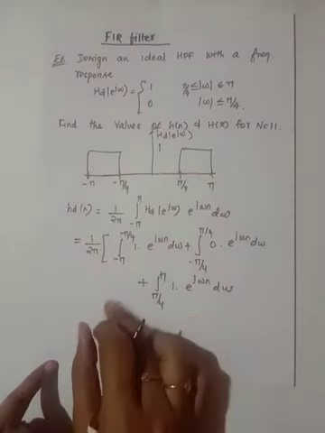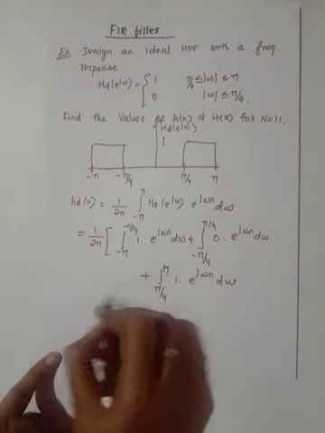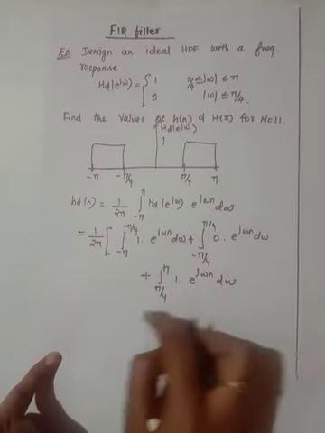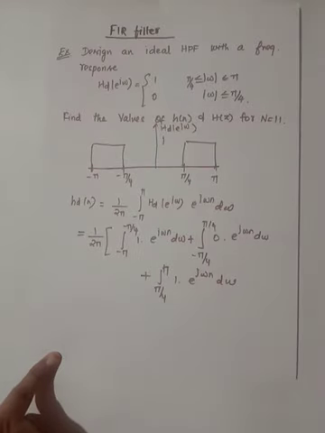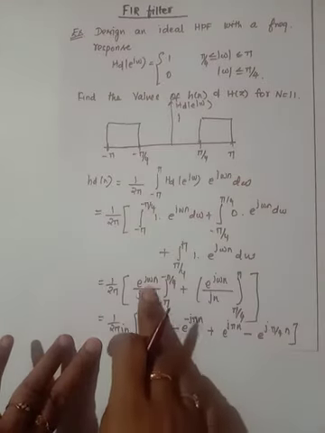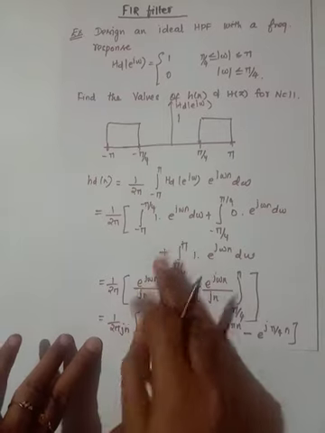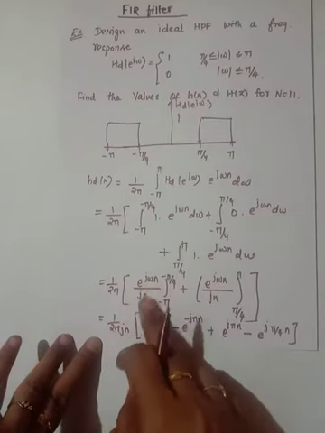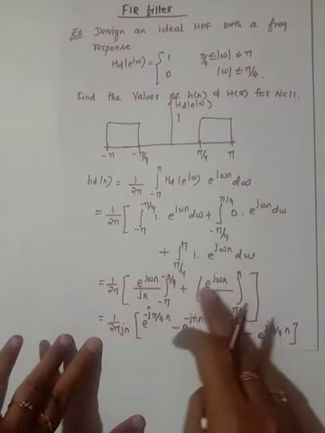We need to simplify this one. So how will you simplify? Just integrate this and we will find out the result. Okay, so now integrate this e power j omega n, you will get e power j omega n by j omega, and apply the limit.